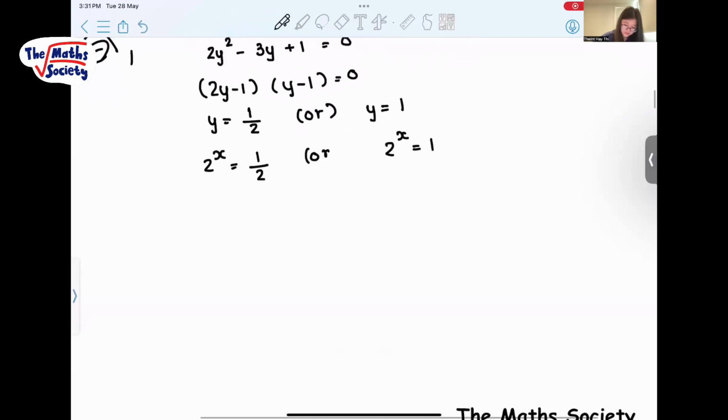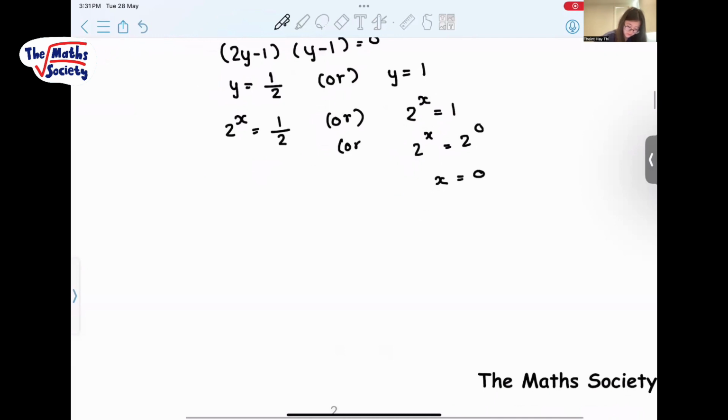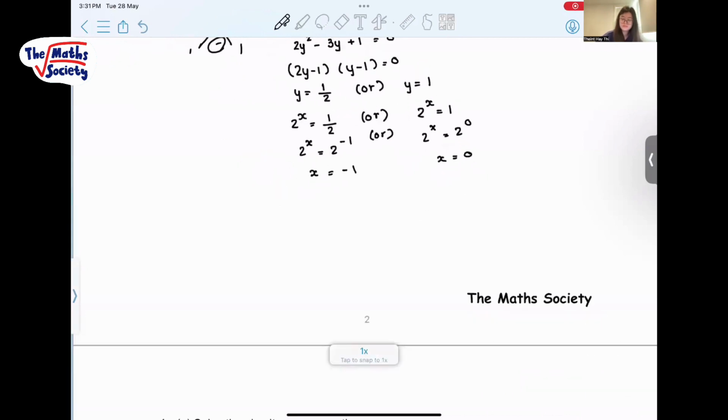So we know that for 1, it's 2 power x equal to 2 power 0, right? So x can be 0, or 2 power x equal to half, so it's going to be 2 power x equal to 2 power minus 1. So as usual, it's going to be x equal to minus 1.